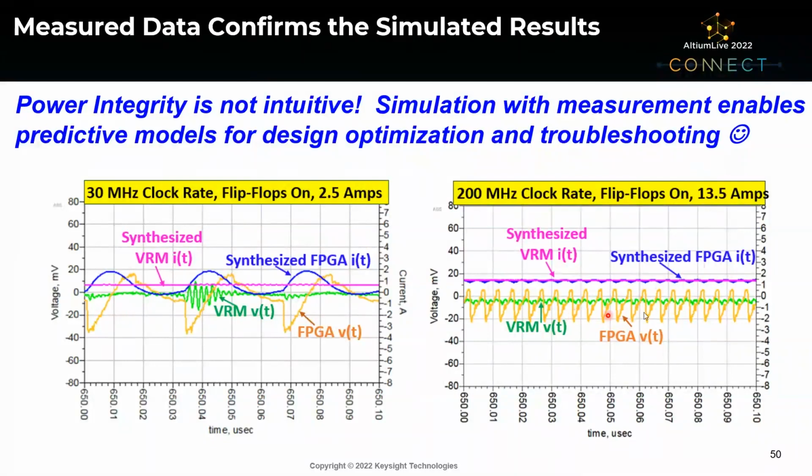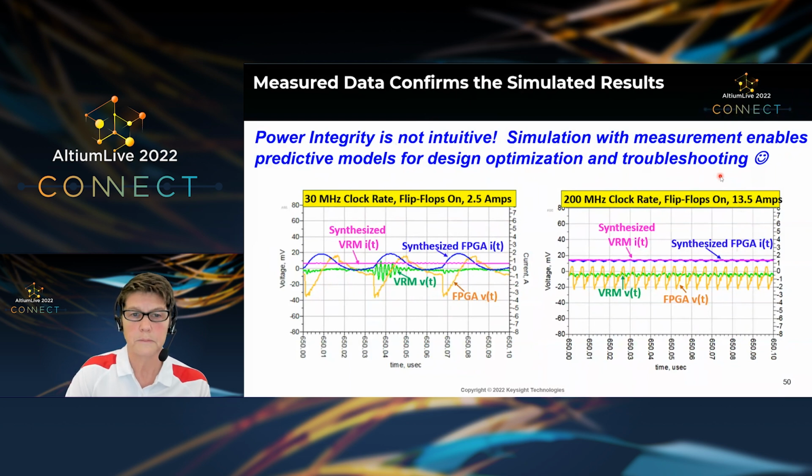So the power rail ripple variation between 30 megahertz and 200 megahertz is maybe 50% greater for the 30 megahertz, but the dynamic current is almost more like a factor of 10 larger. So a lot more going on here with the dynamic current as we get close to that resonance. So again, power integrity is not intuitive.